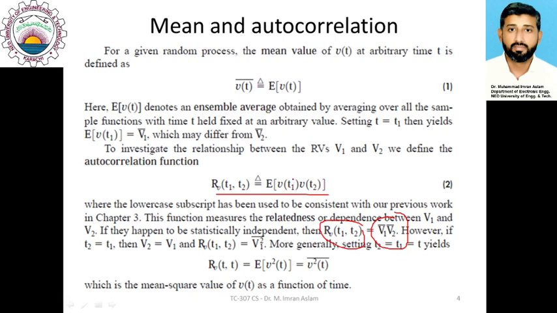Another important thing that you should notice is that if we set t1 and t2 to be equal, that is t2 equals t1 equals t, in that case this autocorrelation function can be written as Rv(t, t), which is actually the expected value of v squared, which is the mean square value. So from the autocorrelation function we can also calculate the mean square value as a function of time by simply setting t1 and t2 equal.